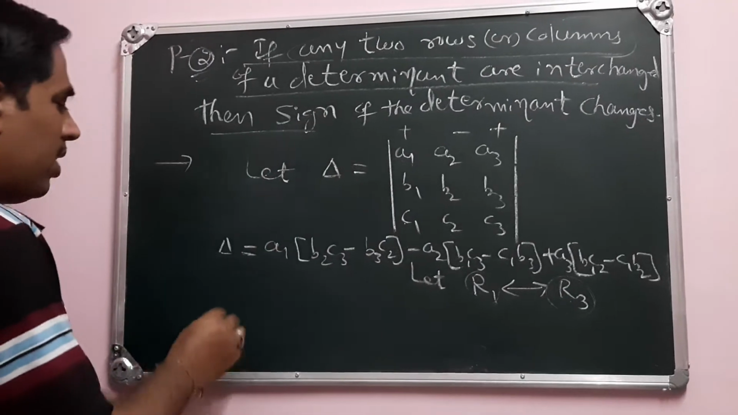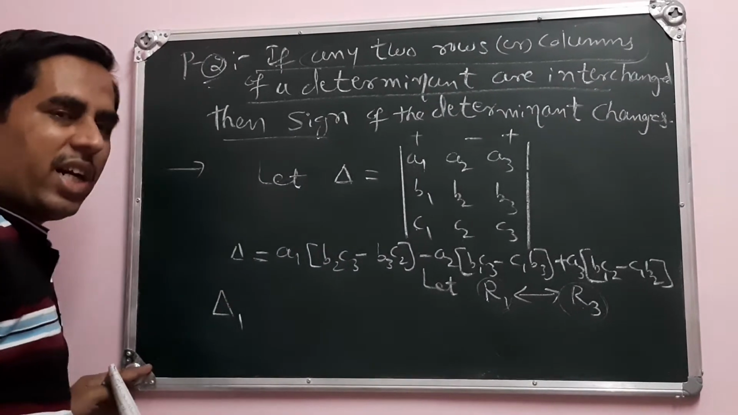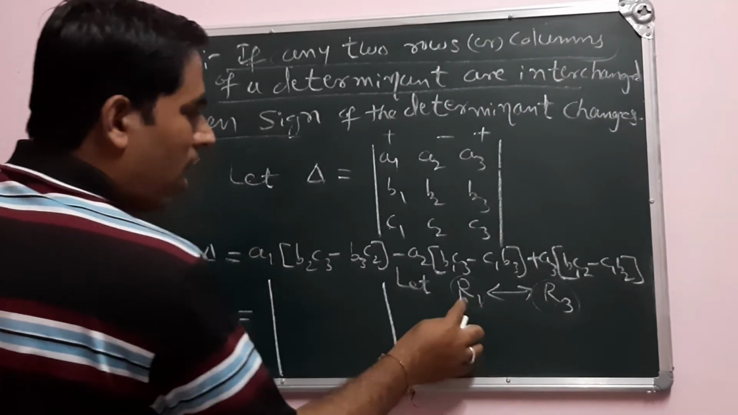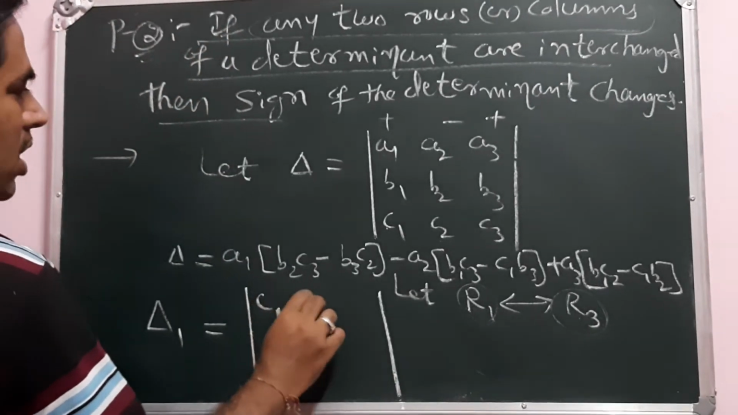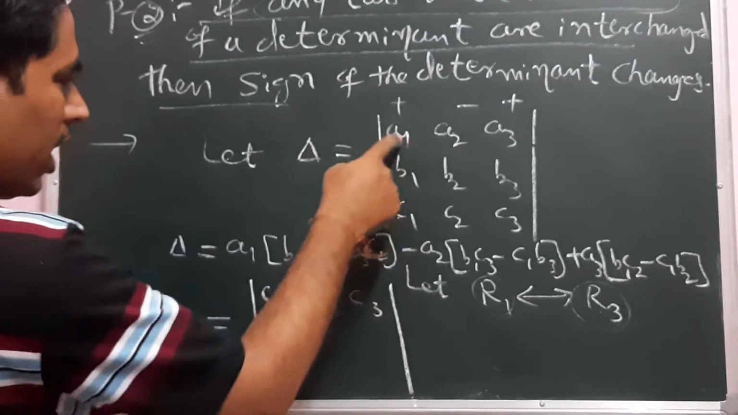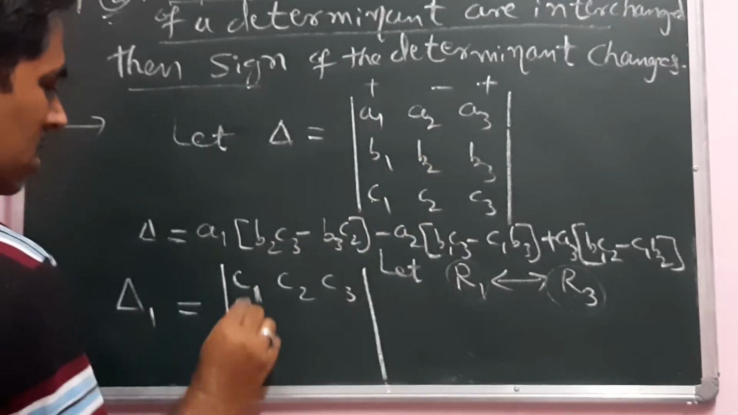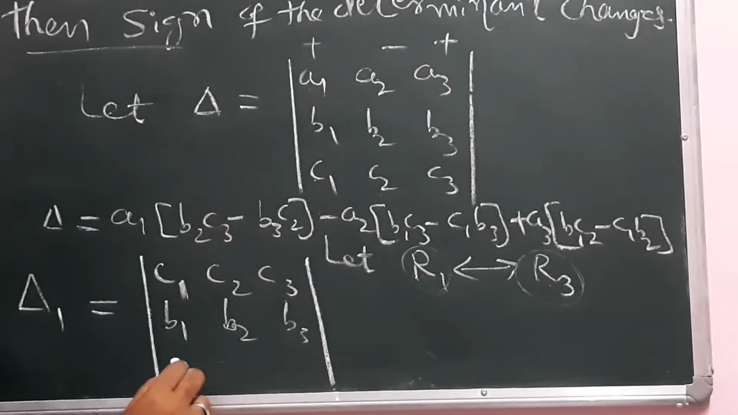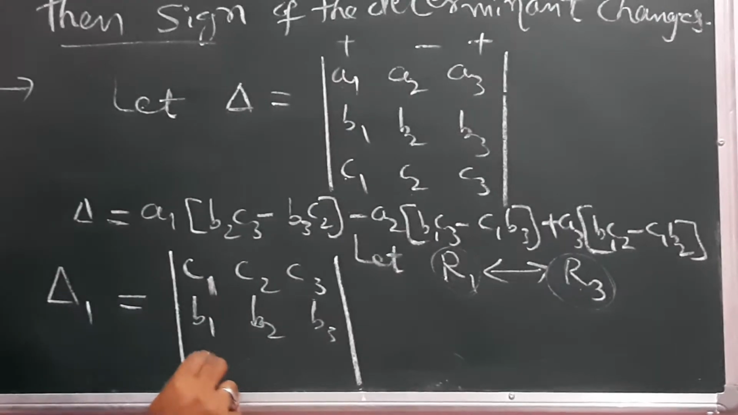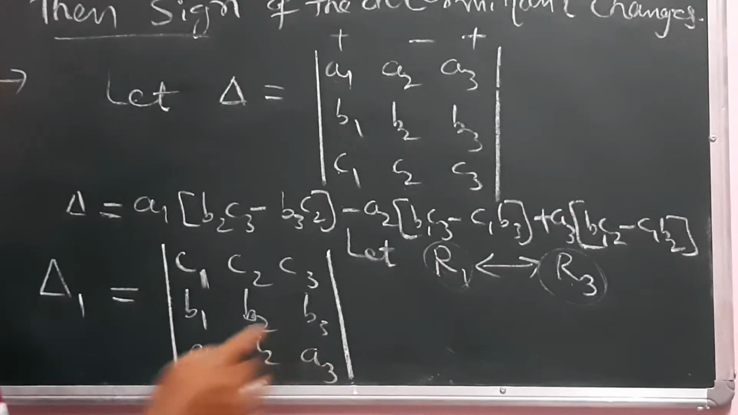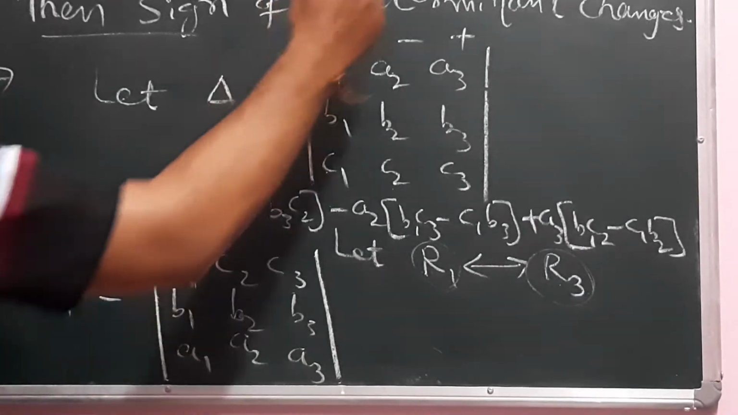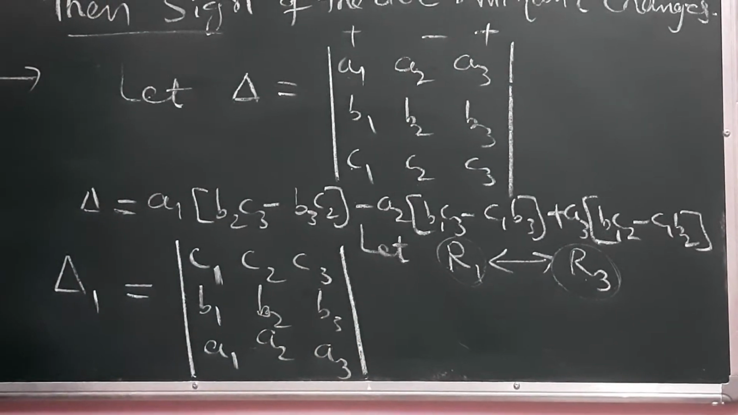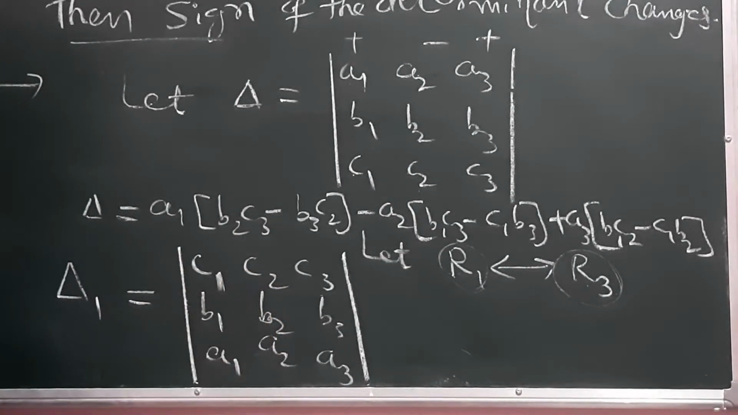So that determinant, I will take that as delta 1 or delta dash. Okay, so that determinant will be what? See here, R1 and R3. So that is C1, C2, C3. R3 comes to R1. I have not disturbed the second row, so B1, B2, B3. Then the first row comes to the third row's place, that one will be A1, A2, A3. So what I have done here is I have interchanged the first row and third row. I have not disturbed the second row. Then I get this matrix.